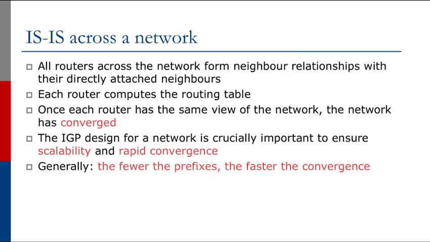With ISIS operating across the network, all routers form neighbor relationships with the directly attached neighbors. Each router computes the routing table. Once each router has the same view of the network, the network has converged.